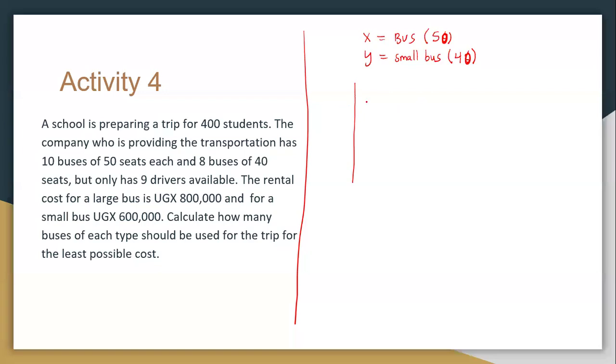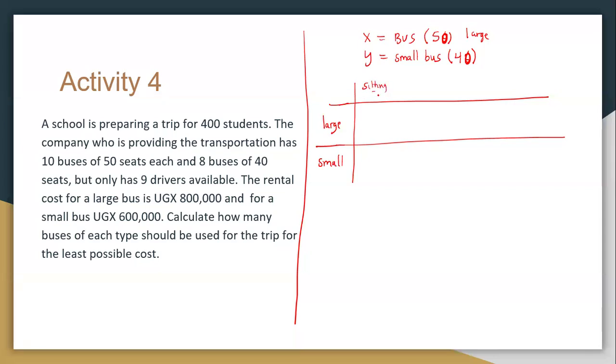All right. Now, the next thing we do after letting, we shall always have our table. Allow me to call this one a large bus and this one a small bus. Large, I'm calling the bus with 50, then the small, the bus with 40. Then I'm going to first summarize. When you look at the question, they're telling us that they are preparing for 400 students. The company providing the buses has 10 buses of 50 seats each. Now I'm going to look at the seating capacity of the buses. The large bus can carry 50. The small bus can carry 40. But the total number of students we want to transport is 400.